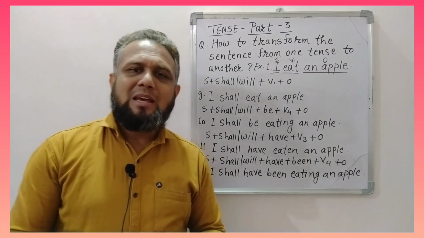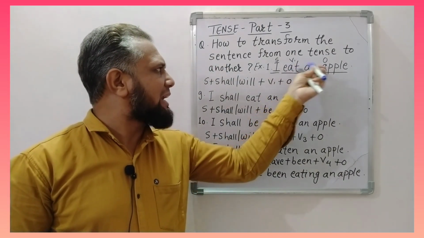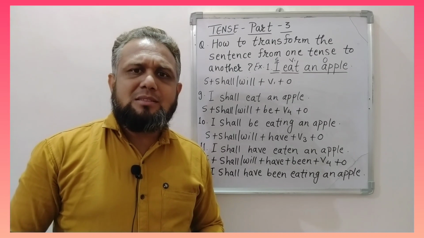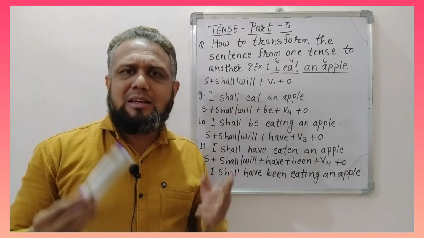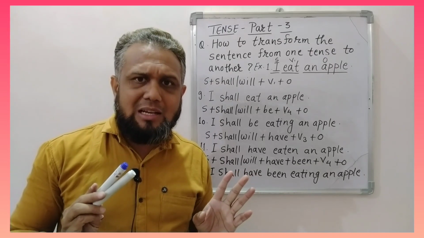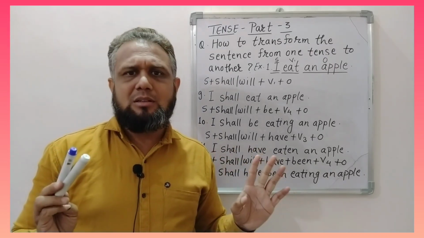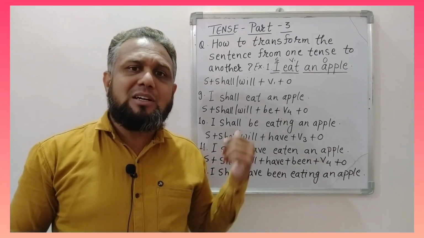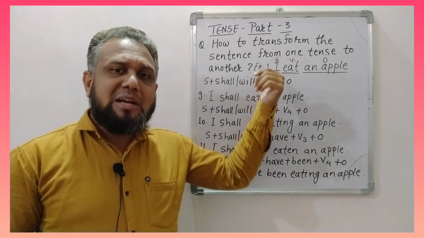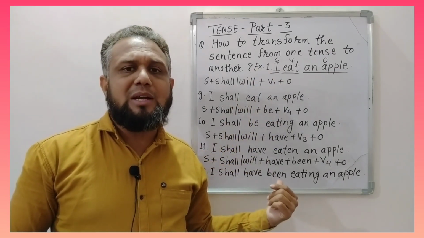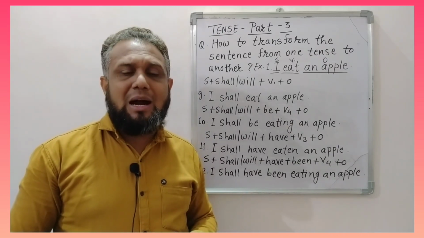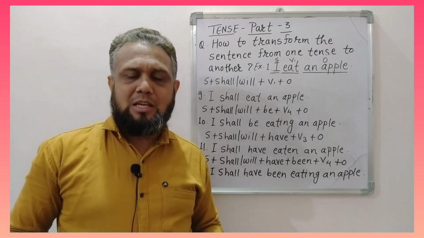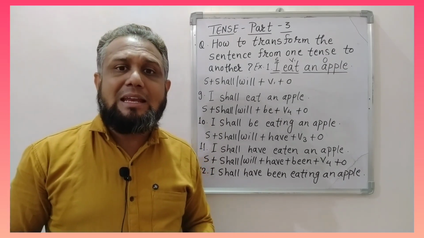Now, today we have transformed the single sentence I eat an apple into the remaining 11 tenses. So friends, I clearly say I am not an expert, or I am not a magician of English grammar. I am just a common man like you. I also have learned it, and how have I learned it? By memorizing all the 12 formulas of 12 tenses. If you memorize them by heart, then you can also transform any sentence in any tense.